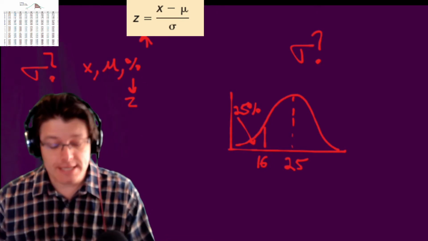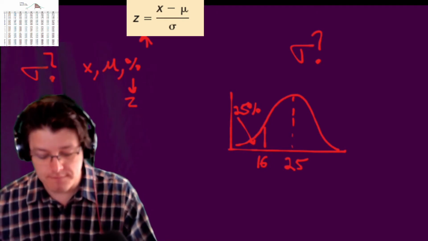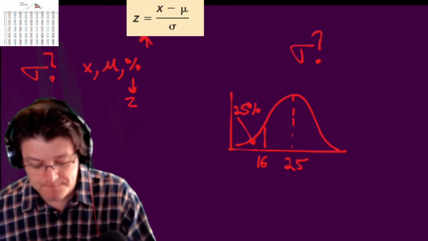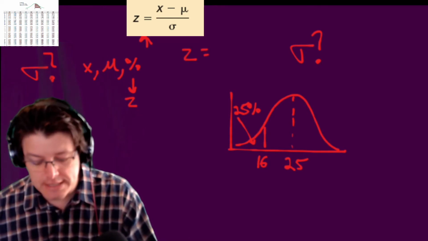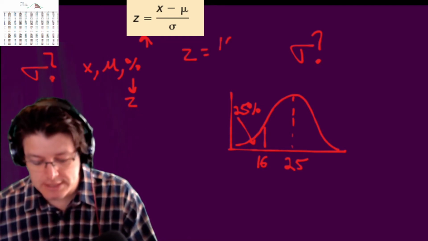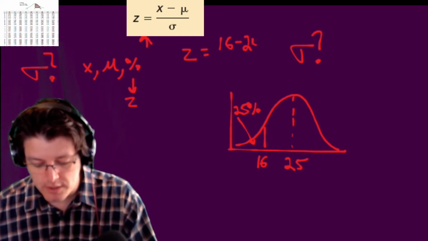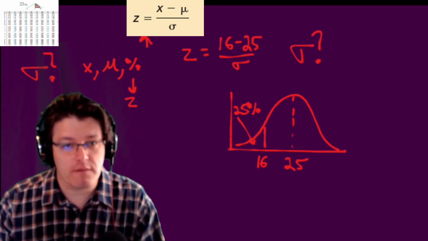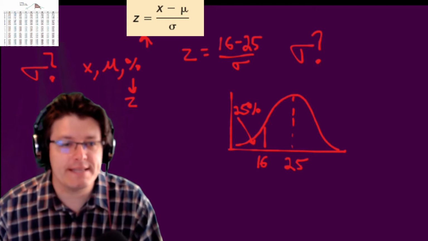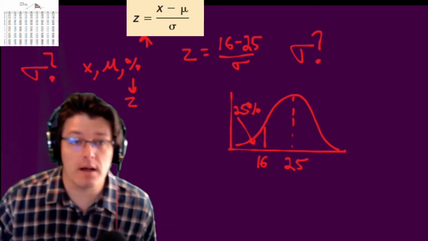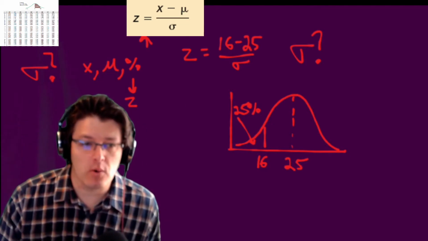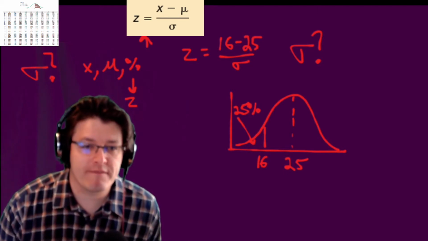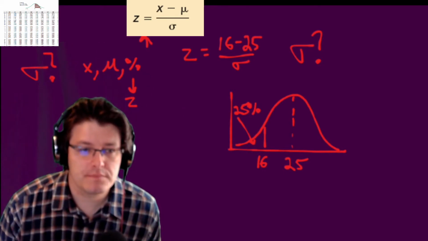Okay, so let's plug in what we know into the z equation. So we know z is equal to 16 minus 25 divided by sigma. We're not going to know sigma. That's what we're looking for. So we've got to find z. And what is z? Well, we want a z-score that is associated with 25%.